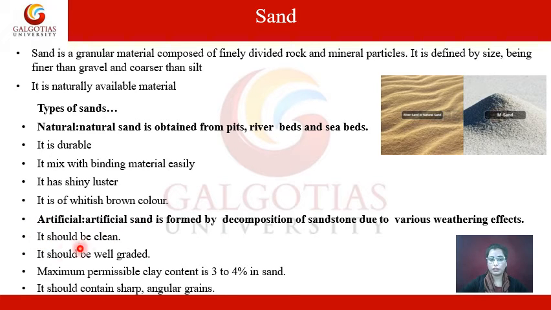It should be clean, it should be well graded. Maximum permissible clay content is 3 to 4% in sand. It should contain sharp angular grains. So these all come under the types of sand.